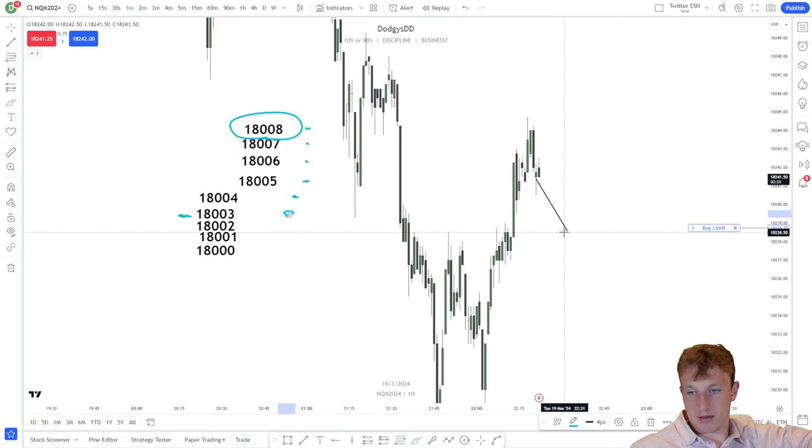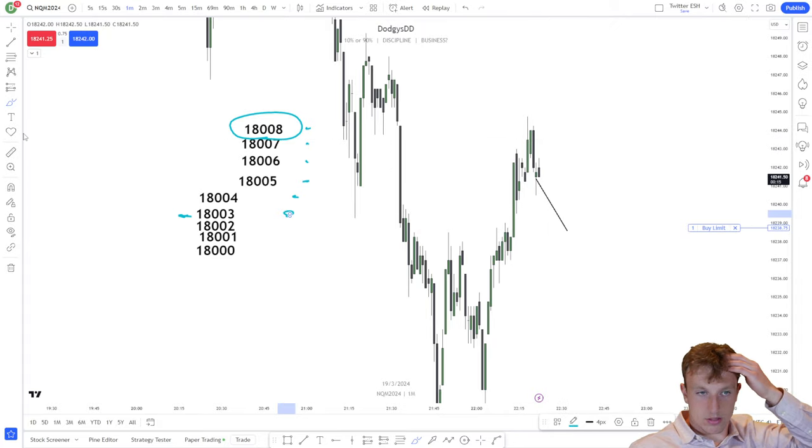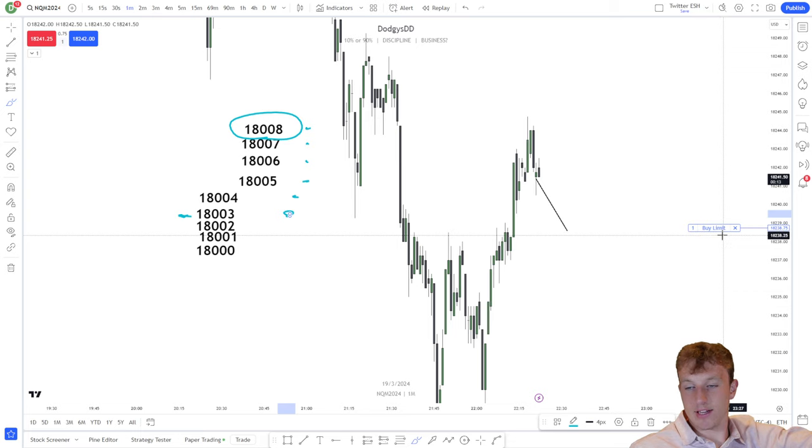So if price comes down to the level, you're going to get filled, because that's where you put your limit order. A limit is getting filled at the price you want. Market is getting filled wherever there's a seller. So to recap, a limit is getting filled exactly where you want. A market order is getting filled wherever that first buyer or seller is.